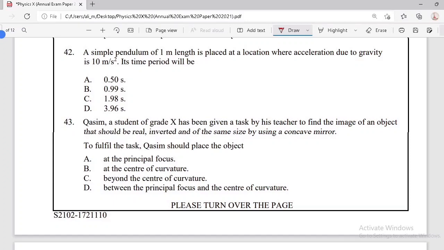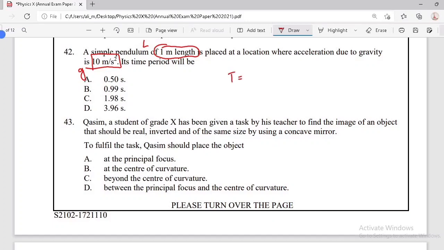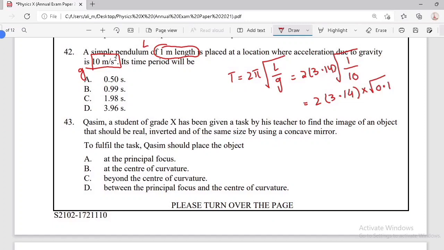Let's see question number 42. A simple pendulum of length 1 meter is placed at a location where acceleration due to gravity equals 10 meters per second square. Then its time period will be. We know that the formula for the calculation of time period is 2 pi square root of L over g. So 2 pi would be 2 into 3.14, and the length is 1 and gravity is 10. So we can simply solve this equation: 2 multiplied by 3.14 multiplied by square root of 0.1. This expression gives 1.98 seconds. So the correct answer for this question number 42 will be option C.